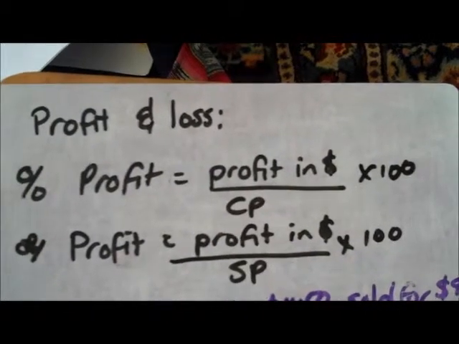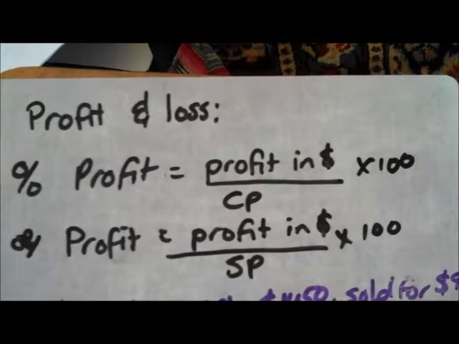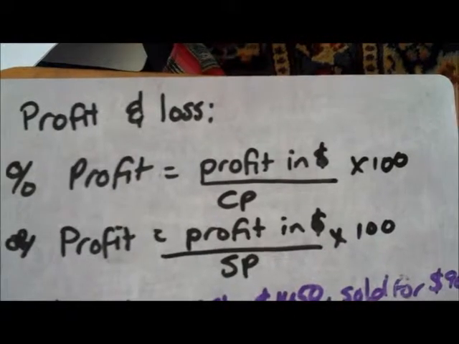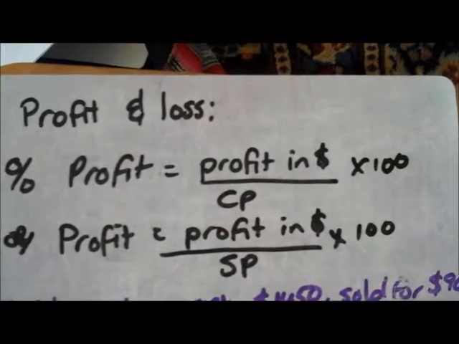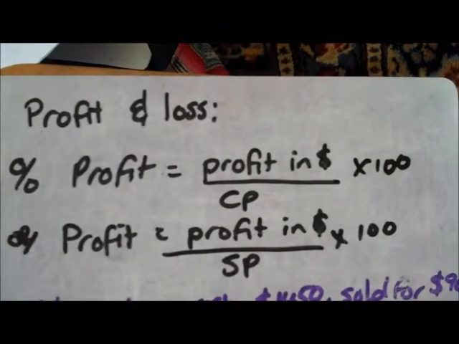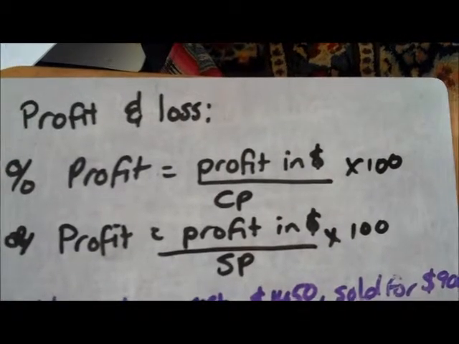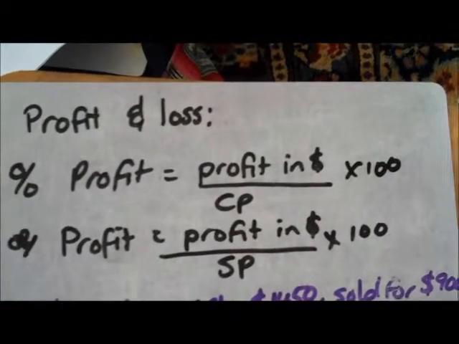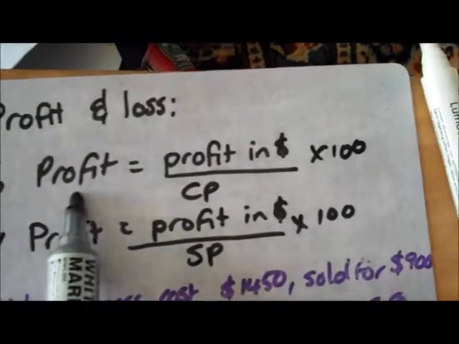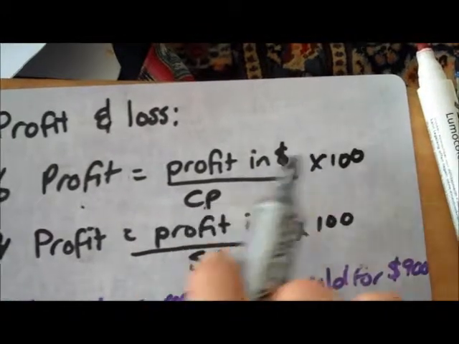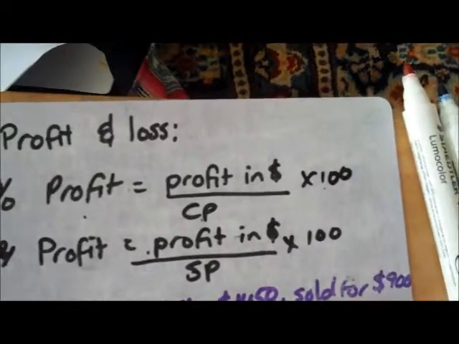So the percentage profit, according to the book, is the profit in dollars divided by the cost price times 100, or it's the profit in dollars divided by the selling price times 100. So you have to read the question and read if it's saying, is it of the cost price or of the selling price? So if you made a loss, anywhere you see the word profit, you'd put loss. So the percentage loss is the loss in dollars over the cost price times 100, or the loss in dollars over the selling price times 100.